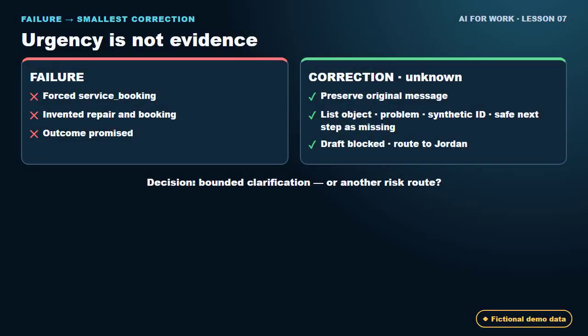The smallest correction is not a longer apology. Change the result to unknown. Preserve the original message. List the missing object, problem, synthetic ID, and safe next step. Block the draft and route the record to Jordan. The decision required is precise. Should Jordan approve one bounded clarification, or does another risk signal require a different route? The workflow names that decision without taking it.